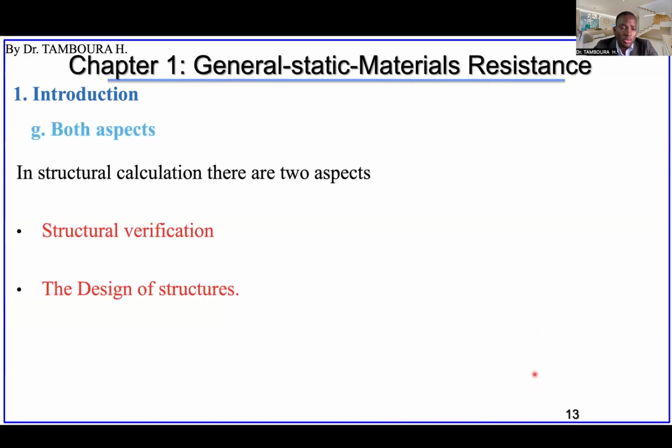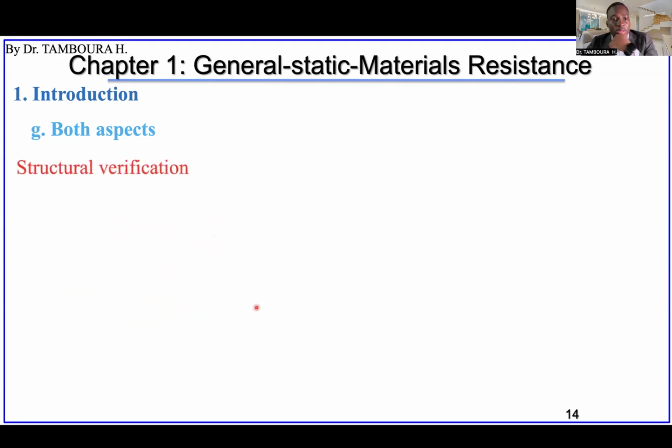And we'll talk about both aspects of the study. In structural calculation, there are two aspects. If you want to do the analysis, two aspects. The first one is verification, the structural verification. The second one, design of the structure. Okay. These are the two main aspects. We will give detail of each of them. First, the verification, structural verification.